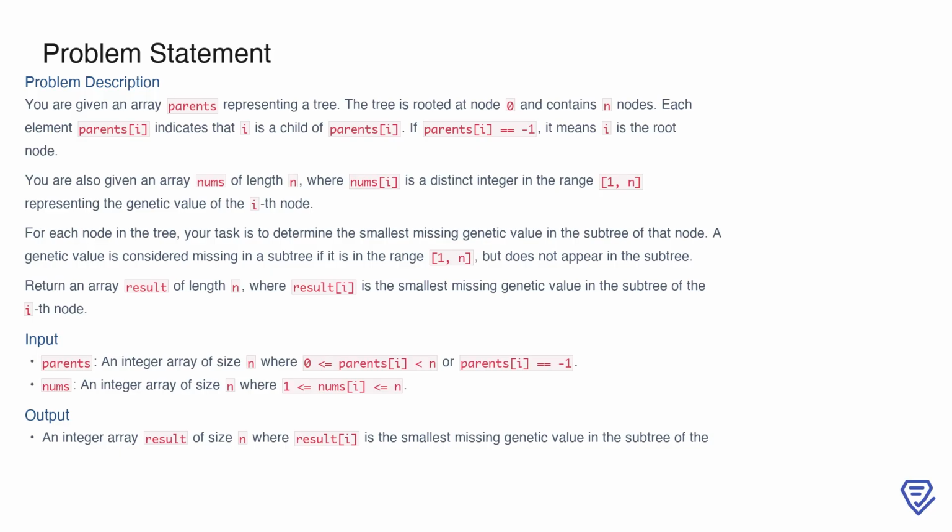Now, the goal is to determine, for every node in the tree, the smallest missing genetic value in its subtree. A genetic value is considered missing if it falls in the range 1 to n, but does not appear in the subtree. Finally, we need to return an array result, where each element corresponds to the smallest missing genetic value for the subtree of the respective node.